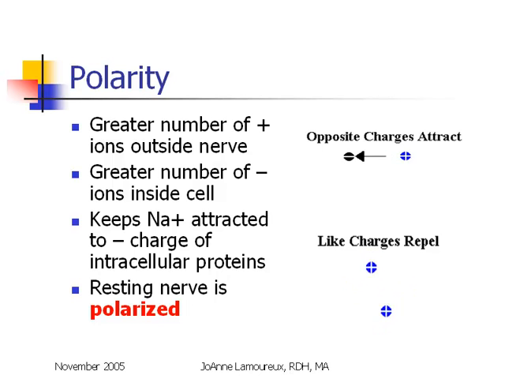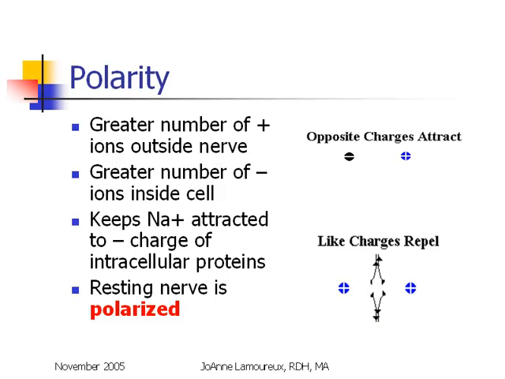In our nerve impulse transmission, there are a greater number of positively charged ions outside the nerve. These are primarily sodium. And a greater number of negatively charged ions inside the cell, and this is primarily negatively charged protein molecules in the axoplasm of the nerve.